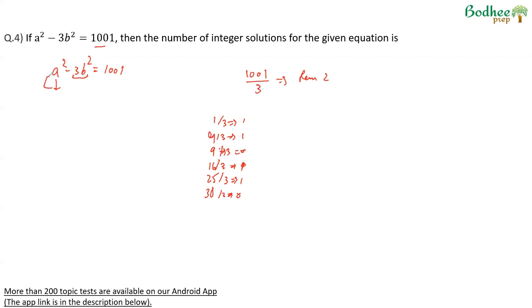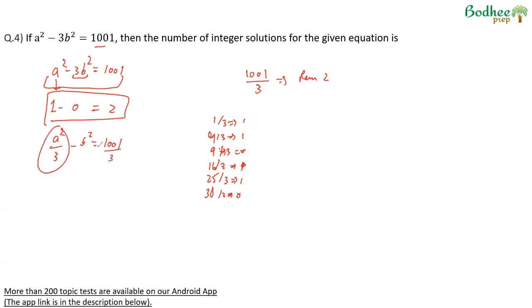So if we look at this entire thing and we divide the entire thing by 3, the remainder here will be 1, the remainder here will be 0, the remainder here will be 2, which is not possible. If I divide the entire thing by 3, then a square minus b square should give me 1001 by 3. Here the remainder is 1, here the remainder is 0, here the remainder is 2, which is not possible. And therefore integral values will not be there. So what is the number of integer solutions of the given equation? There are 0 solutions possible for this given equation.